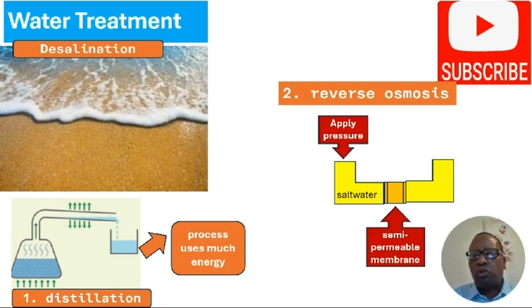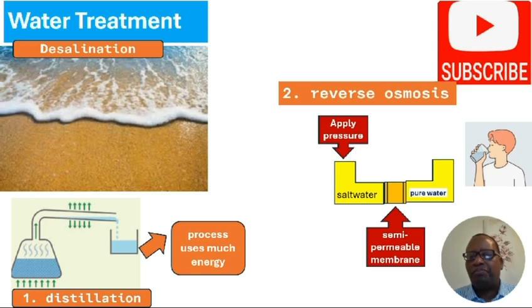So we apply a lot of pressure on the left-hand side where the salt water is. The salt is big, so the pressure pushes the water through the semi-permeable membrane, and the salt remains on this side. And what do we have at the end? We've got pure water, which is now potable, free to drink. I hope this very short clip has given you a good idea of what is reverse osmosis and what is distillation and how to make water from different sources potable.